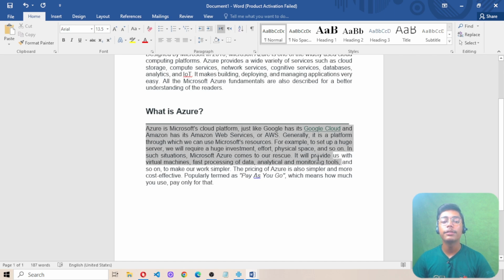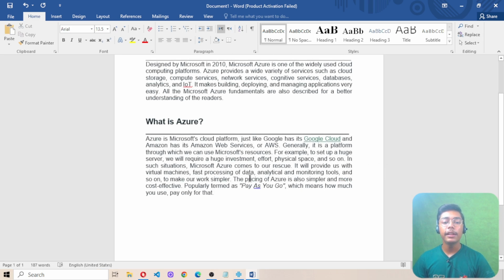It will provide us with virtual machines, fast processing of data, analytical and monitoring tools and so on to make our work simpler. The pricing of Azure is also simpler and more cost effective, popularly termed as pay as you go, which means you pay only for how much you use. So that's a really amazing thing about Microsoft Azure.